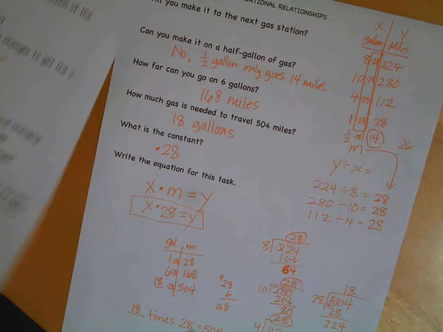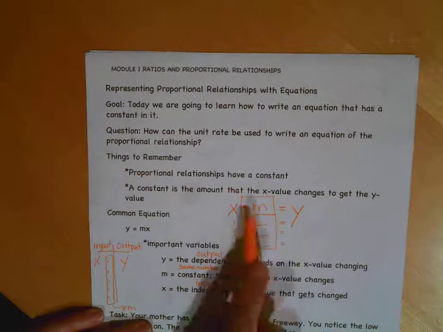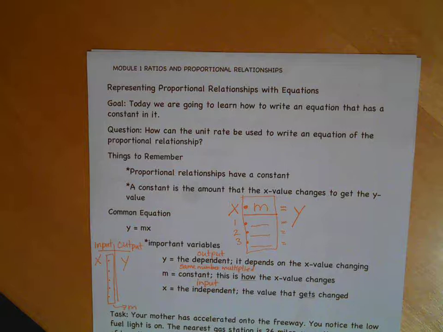I hope I didn't go too fast. I hope that within these videos you guys are starting to understand how to find this stuff. It really isn't hard as long as you remember everything. So our goal for today was to learn how to write an equation that has a constant in it. We did that. X times 28 gave us y. Yay!